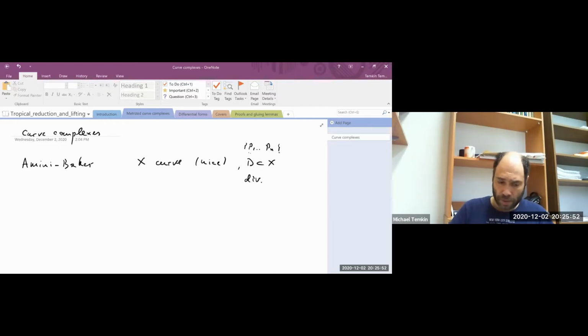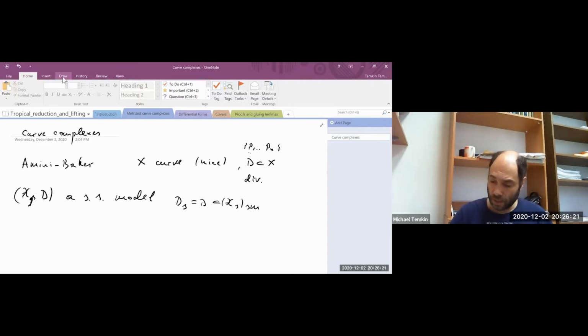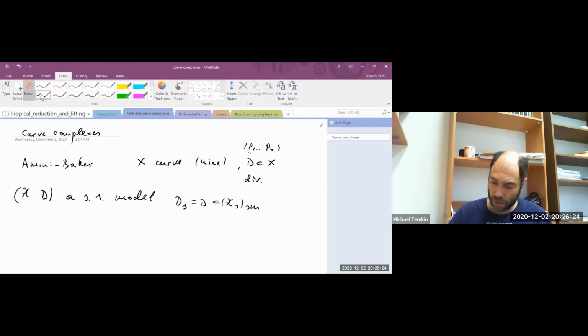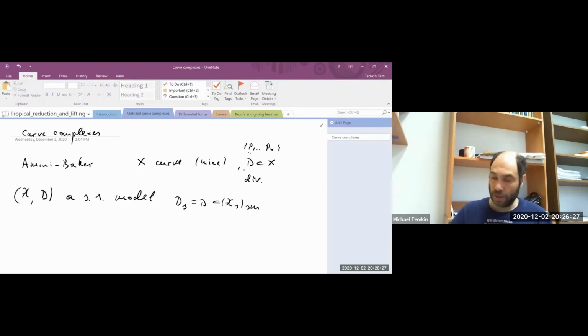Now, we'll consider (𝔛, D), a semi-stable model. So X is a semi-stable model of X, but I also want D_s to be equal to D and just contained in the smooth locus of the semi-stable model. In a sense, this just means that on our model, D specializes to distinct smooth points. Yeah, also very standard notation.